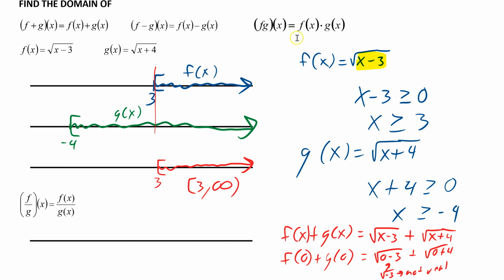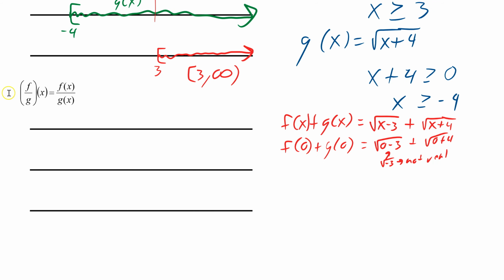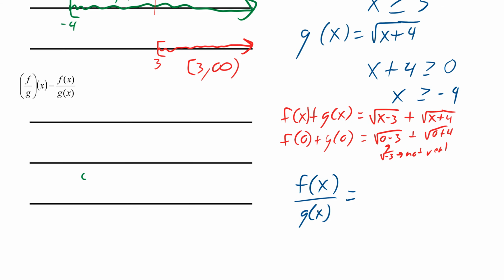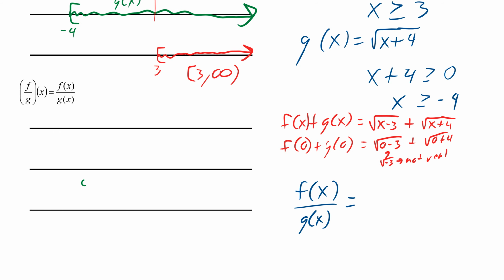Now the reason I have down here our f of x and g of x separate is if our g of x is a denominator, then we would get f of x over g of x is equal to, our f of x is the square root of x minus 3 over the square root of x plus 4. So the same domains still apply. This is x is greater than or equal to 3, and this would be x is greater than or equal to negative 4.